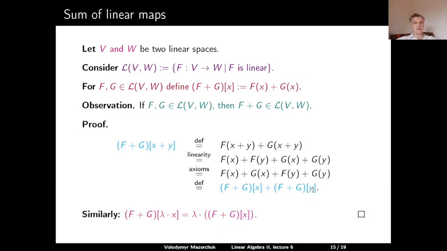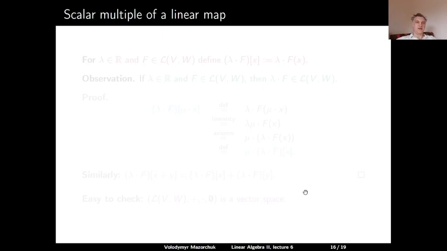And similarly, one can check that F plus G applied to lambda x is equal to lambda times F plus G applied to x. We can also define the scalar multiple of a linear map. Let lambda be a real number and F a linear map from V to W. So we define the new map lambda.F from V to W in the following way. Lambda.F applied to x is by definition lambda times F of x.